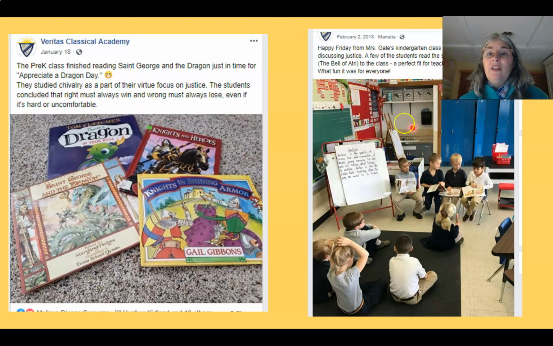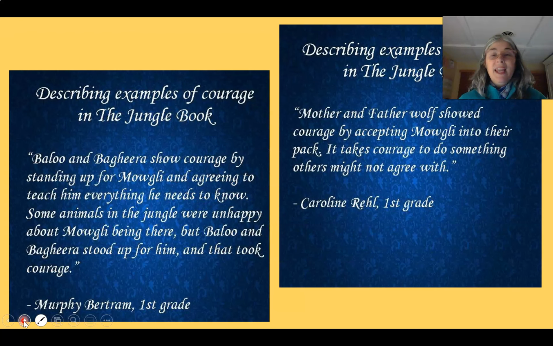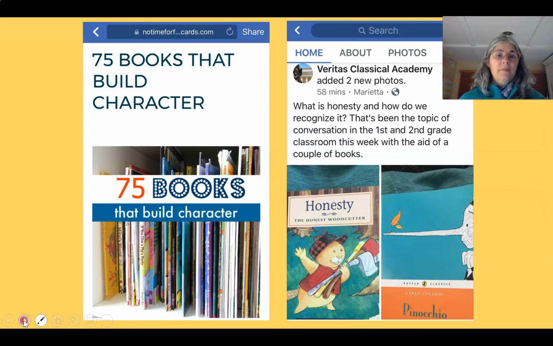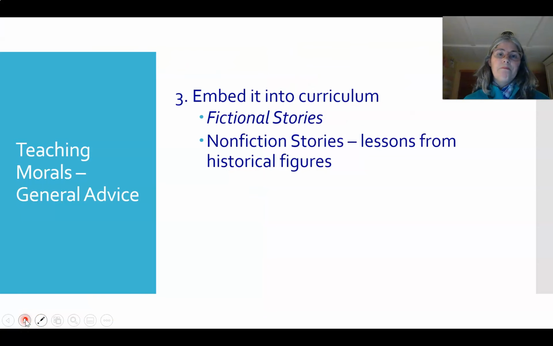Here we have another class. This is a kindergarten class. They had finished reading The Bell of Atri, and they were having a discussion about justice afterwards. And this is also from the same school. They posted this on their Facebook site, where they had read The Jungle Book and connected it to the virtue of courage. And here are some excerpts from different homework assignments from the students related to this, showing how they were making that connection to the moral. And also, you know, gosh, between Google and Pinterest, there are so many different ways you can find connections to and find sources if you'd like to do this type of curriculum.